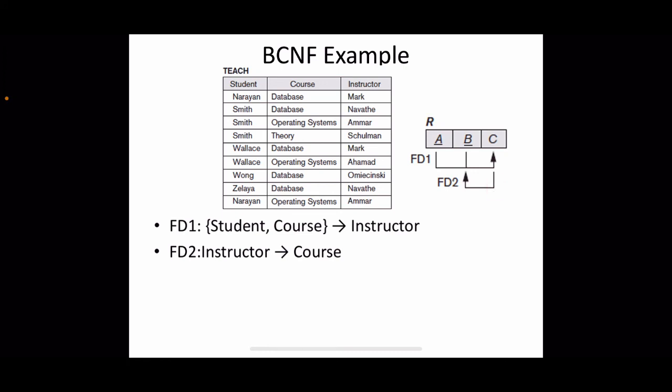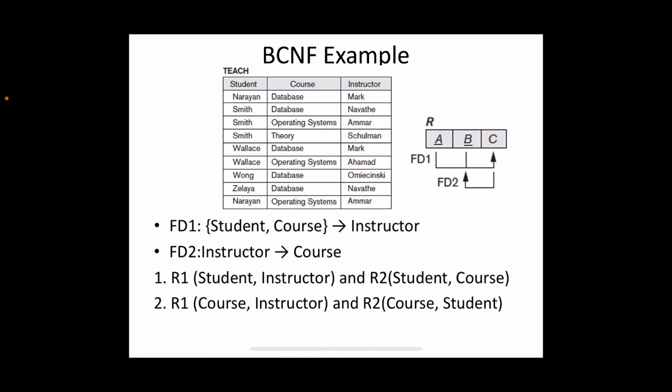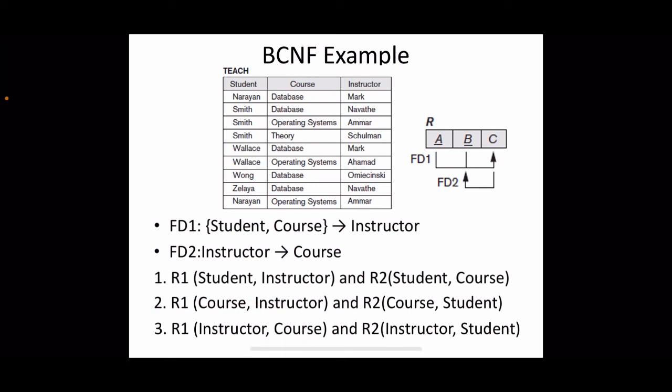Now how will you convert this into a BCNF form? Obviously we have to decompose this table, right? So what are the possible decompositions? Different possibilities are there. First one is we will divide this into R1 and R2: R1 with student and instructor and R2 with student and course. And second possibility, R1 with course and instructor, R2 with course and student. And third possibility, R1 with instructor and course, R2 with instructor and student.